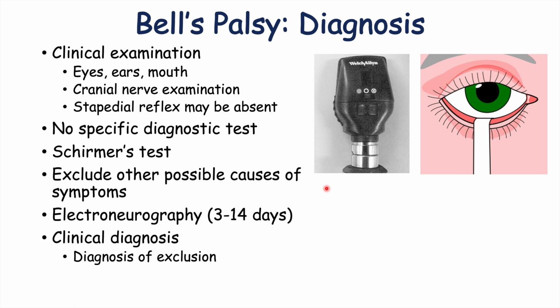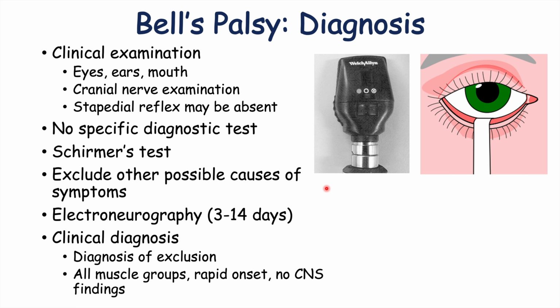So excluding other potential causes of the facial paralysis is going to be required for making the diagnosis of Bell's palsy. But some potential diagnostic criteria for making the diagnosis of Bell's palsy include having all facial muscle groups being affected. So again, the forehead and the lower face being affected. It is going to have a rapid onset, so that facial paralysis is going to occur with a rapid onset within 48 hours. And there's no central nervous system findings, so those are going to be key important criteria for Bell's palsy.